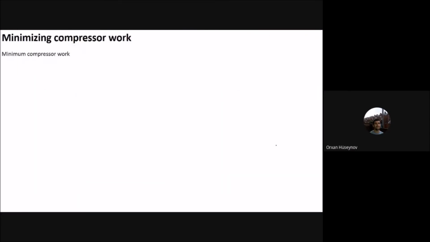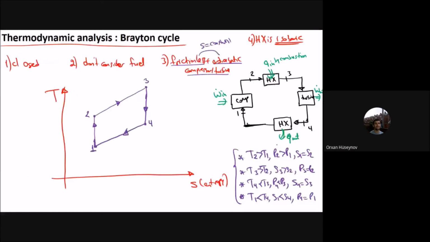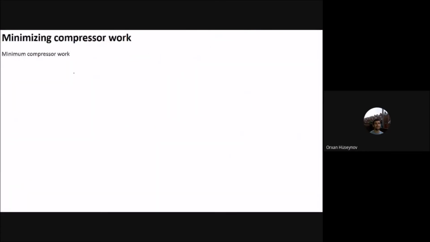Now, minimizing compressor work. So why do we minimize it? The reason is the back work ratio. Because I've said it, that is the work of the compressor divided by the work done by the turbine. This ratio should be minimum because you have to give electricity. You don't need to drive the compressor. Therefore, to get the minimum compressor work, we will try to find how we can minimize it.